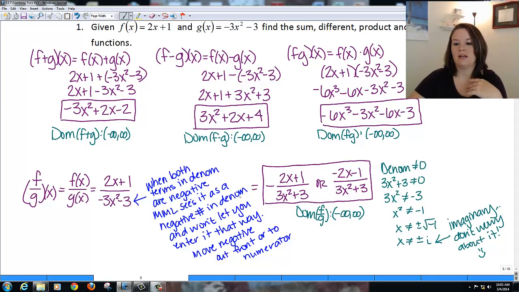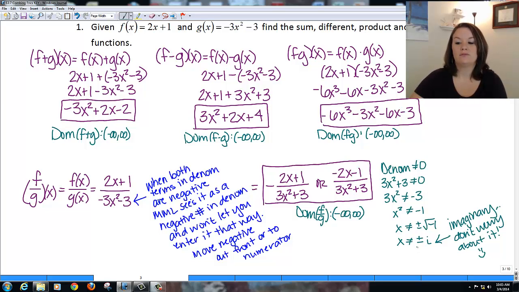So here I'm going to write it as negative (2x plus 1) over (3x squared plus 3). Or if I distribute the negative to the top, I get (negative 2x minus 1) over (3x squared plus 3). Okay, either one of those is acceptable. And then I need to look for my domain. Notice here I have an x in the denominator, so I have to worry about the denominator equaling 0, which is bad. So I go ahead and set my denominator equal to 0 and solve.